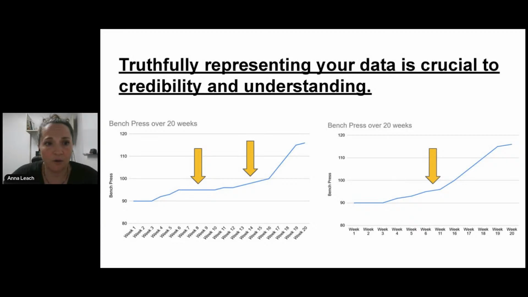If you have a critical audience, investor, or business person, they may ask questions about why there is a gap in the data between week 6 and week 11. Why is there a gap in the data between week 11 and week 16? This could cause some credibility issues and questions around the truthfulness of the data that you're representing. So for safety, for credibility, and for complete understanding, be truthful in representing your data and think about all of these pieces.